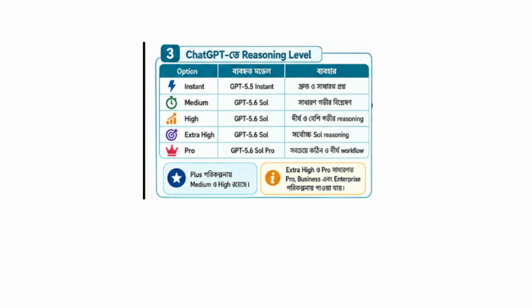This table outlines the reasoning levels available. Users can choose between instant, medium, high, extra high, or pro levels depending on the complexity of their task, ranging from simple queries to demanding professional workflows.